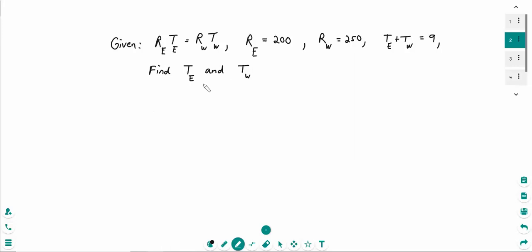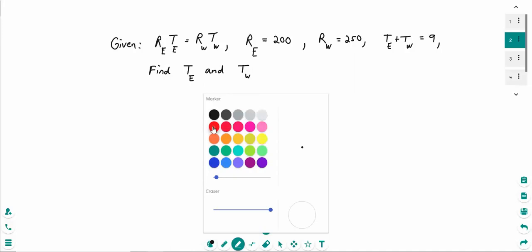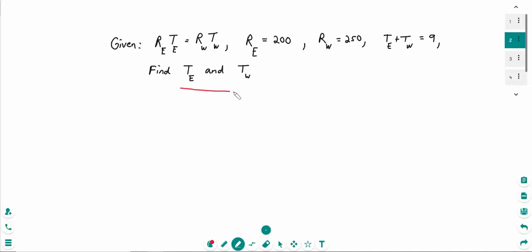So to begin with here, let's just read through the information given. And remember that what we're trying to do is solve for t sub e and t sub w. Those are the variables of interest in this case. So let's look at the information that they give us. They give us r sub e times t sub e equals r sub w times t sub w. Pretty straightforward. And then they give you three other equations as well.